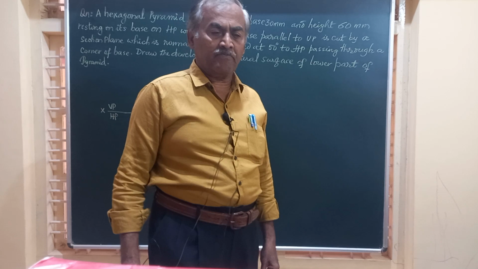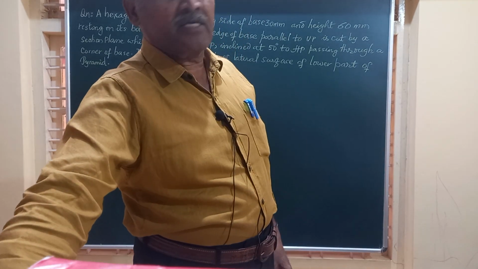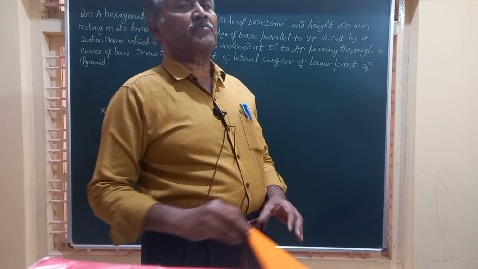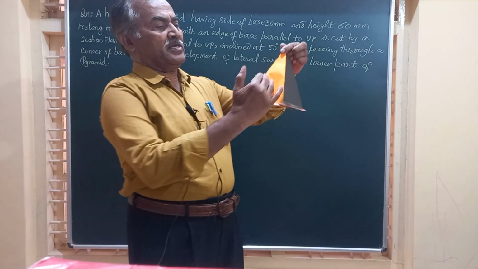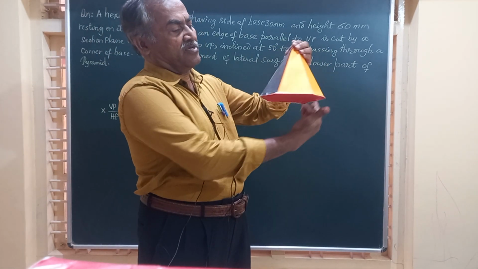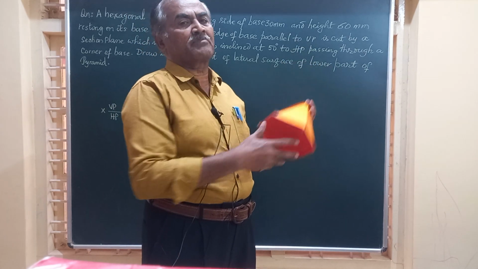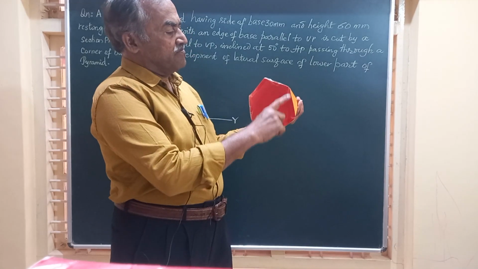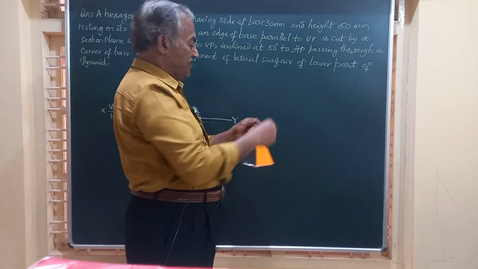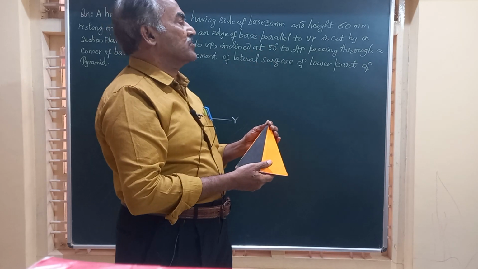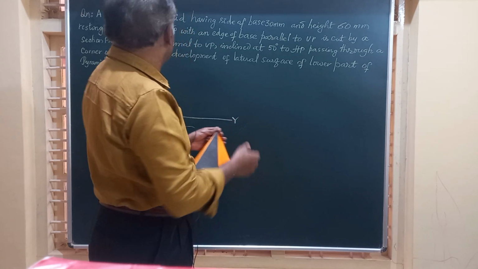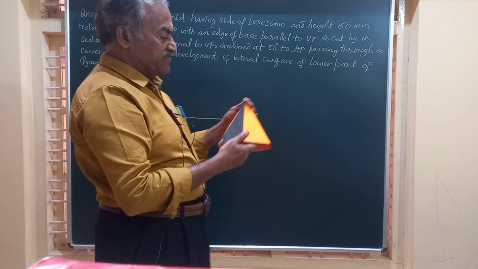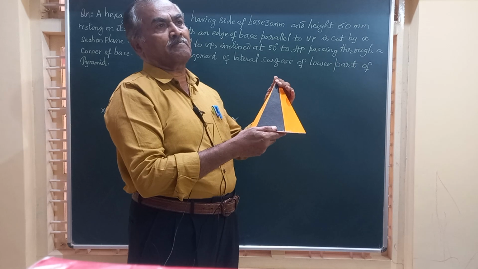Myself, Professor M.H. Annaya, and in today's video, we are going to study the development of the lateral surface of a hexagonal pyramid having base side measuring 30 mm and height equal to 60 mm. And it is placed on HP with an edge of the base parallel to VP.